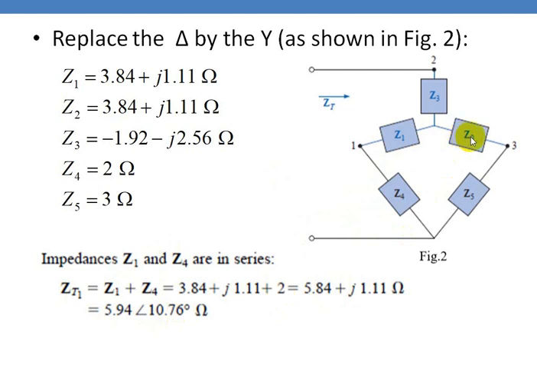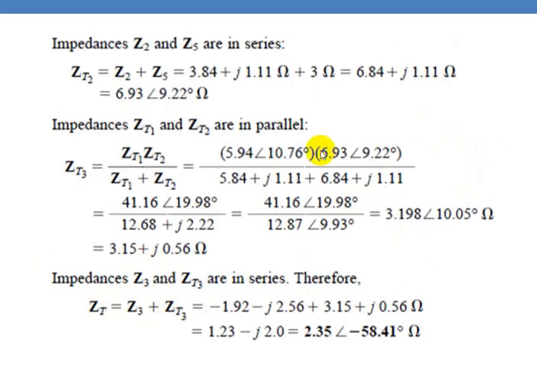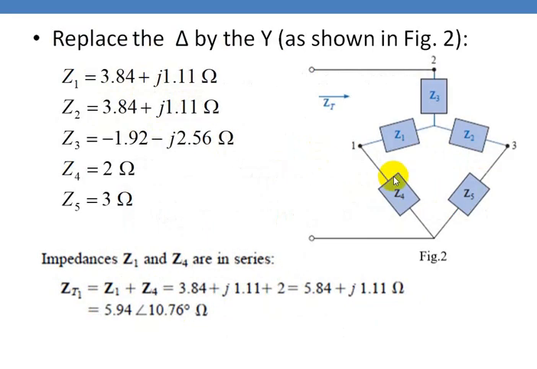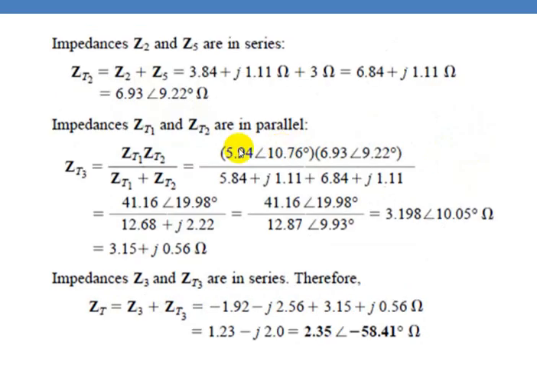Similarly, you combine this and call it ZT2. So ZT2 is Z2 plus Z4, and this comes to be around 6.93 at an angle of 9.22 degrees. Now this is ZT1 and this is ZT2. They are in parallel. Find the equivalent impedance.